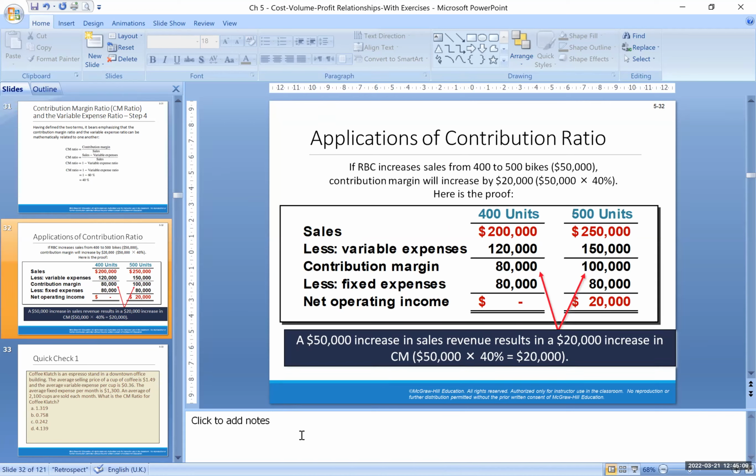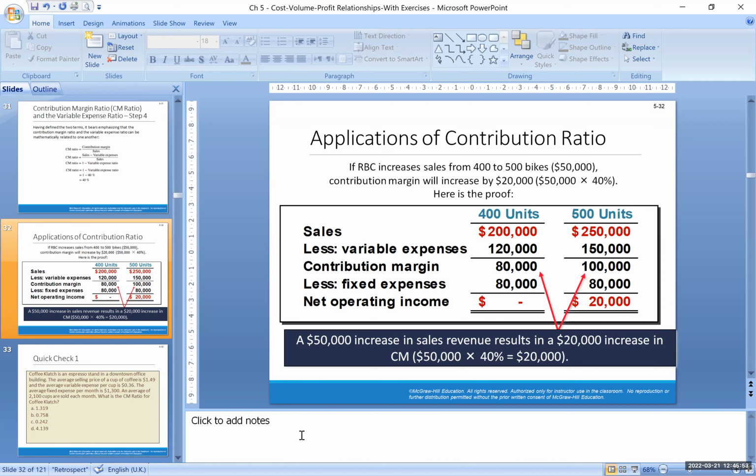If the company increases sales from 400 to 500 bikes, we have a $50,000 increase in the sales. Why? Because we have 100 units multiplied by $500, which is the price. This equals $50,000. For our example here, if we have 400 units or 500 units, the sales will increase from $200,000 to $250,000. Variable expenses also increase from $120,000 to $150,000.